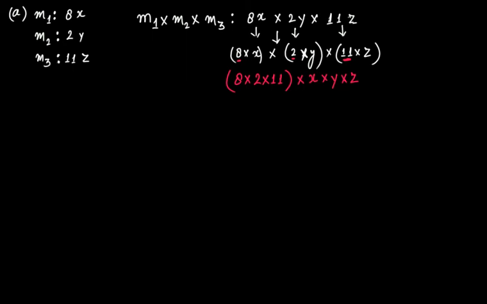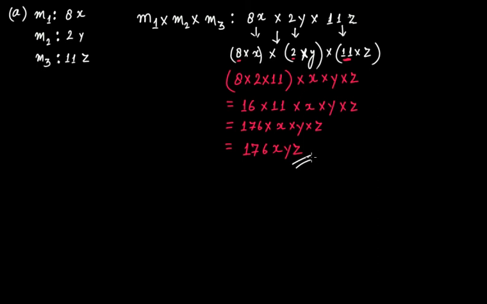Now if you solve this, you'll get, sorry, not 66, it will be 16 multiplied by 11 multiplied by x multiplied by y multiplied by z. Now if you solve it, you'll get 176 multiplied by x multiplied by y multiplied by z. You can write it as 176xyz. So this is the answer for this multiplication of three monomials together.